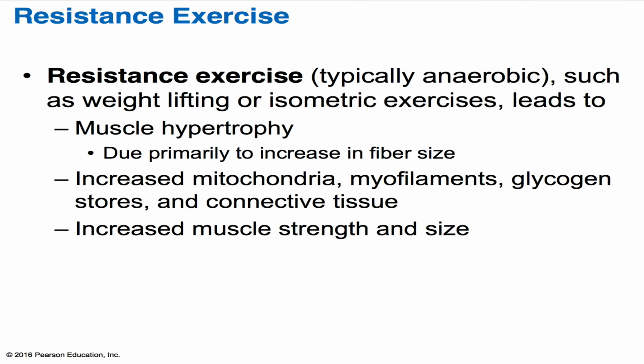Now, when you do resistance exercise, these are typically anaerobic. So when we're talking about weightlifting, isometric exercise, these lead to muscles getting big, okay? So we call this muscle hypertrophy. And this is due primarily to the increase in the size of muscle fibers. Now, a lot of people think, oh, I'm getting more muscle fibers. No, you're not getting more muscle fibers, okay? The muscle fibers stay the same. Your muscles are getting big, they're just getting bigger. They're hypertrophying the muscle cells.